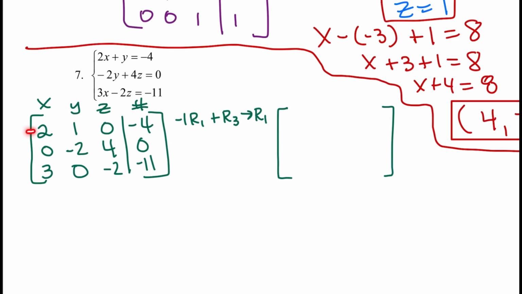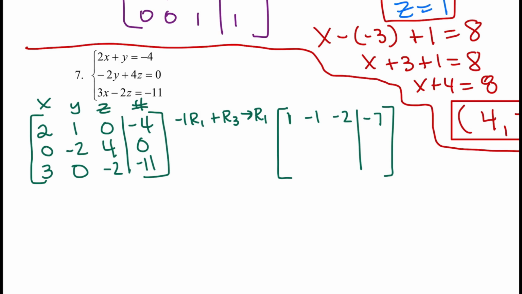So I'm going to take a negative for all of these numbers here. A negative is going to be a positive, and then I'm going to add those two rows together. 3 minus 2 is a 1, and then I have my negative here. 0 minus 1 is a -1. -2 plus minus 0 is -2. And -11 plus 4 is -7.